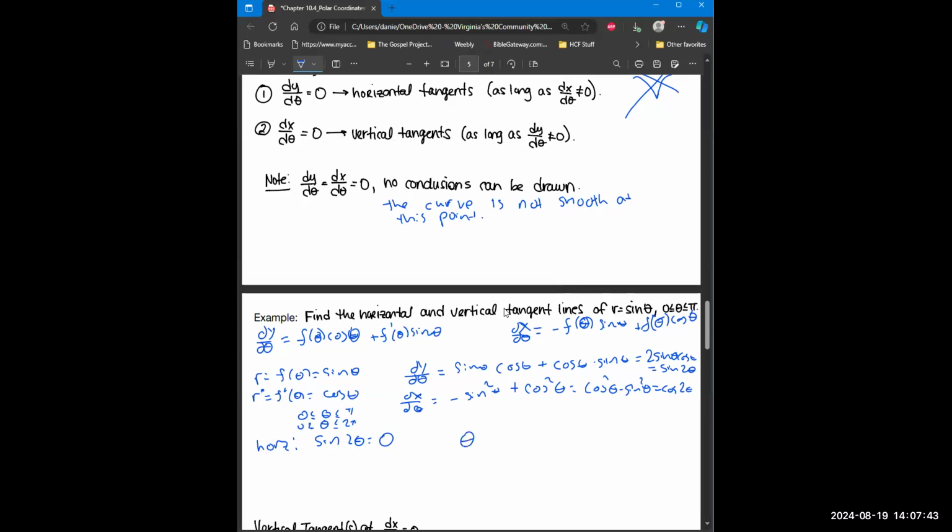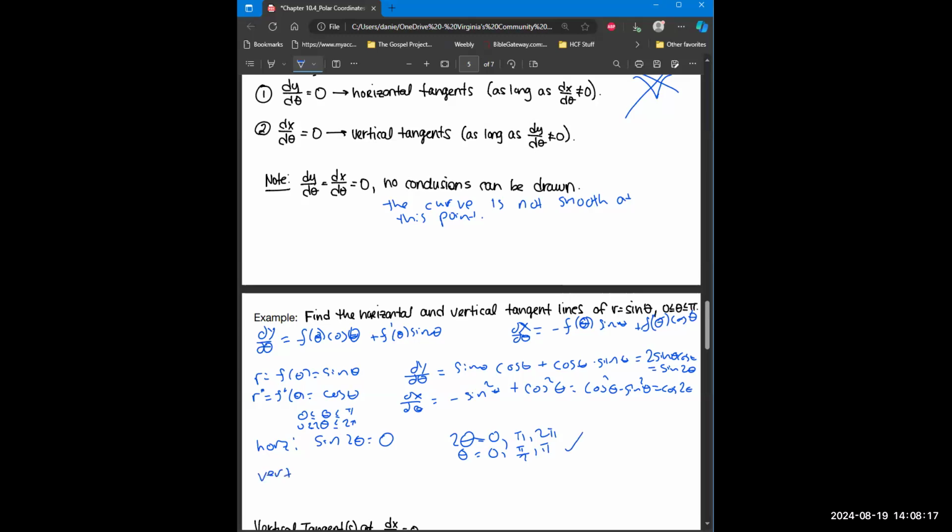So 2 theta is going to be equal to, from 0 to 2 pi, 0 and pi, and also 2 pi, because all of those were included here according to our instructions. So theta is equal to 0, pi over 2, and pi for our horizontal tangent lines.